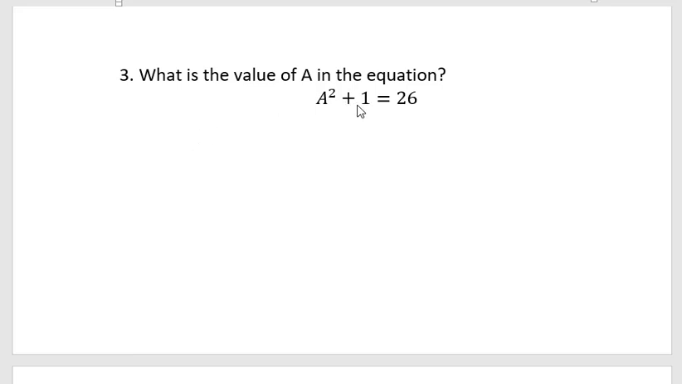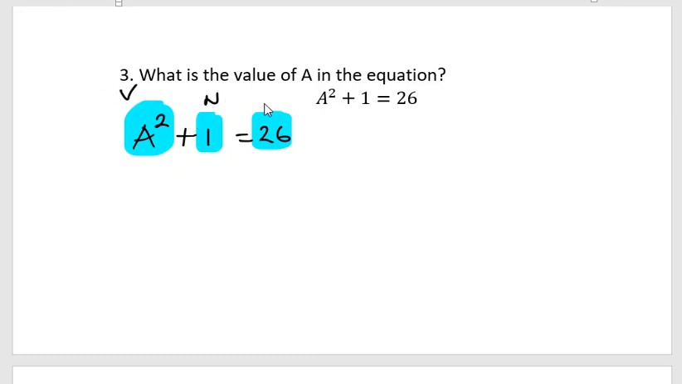So from here, I can just write this, but this is very simple. A squared plus 1 is equal to 26. From here, A squared can never add to 1 because this is a variable number. So I can just use a short form: this is a variable because it's an alphabet, and this is a number.